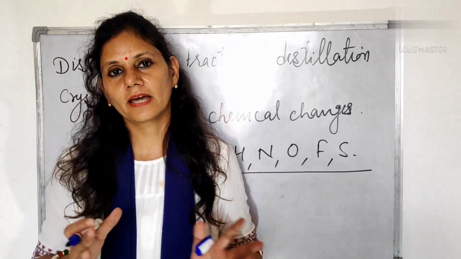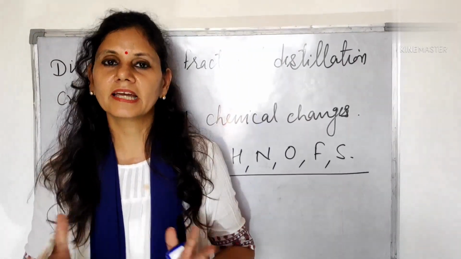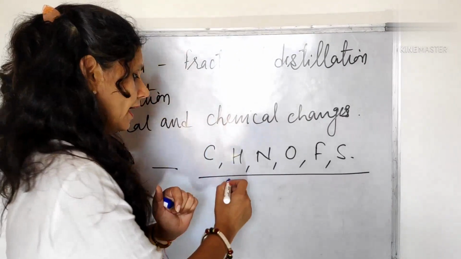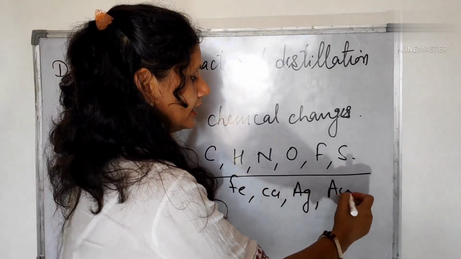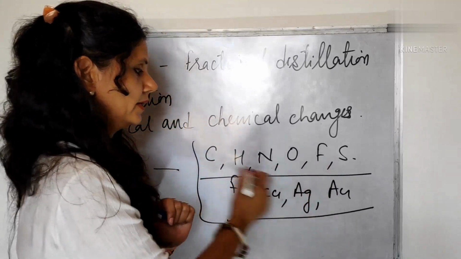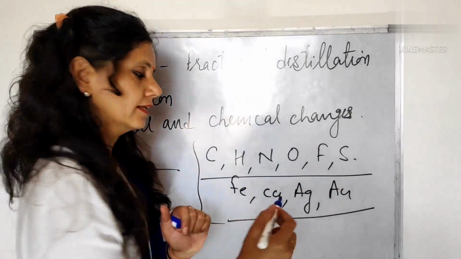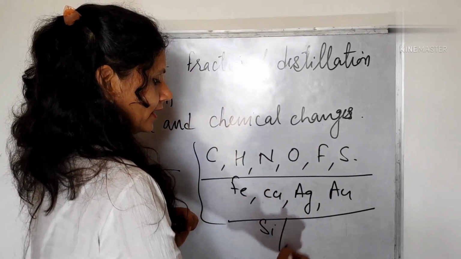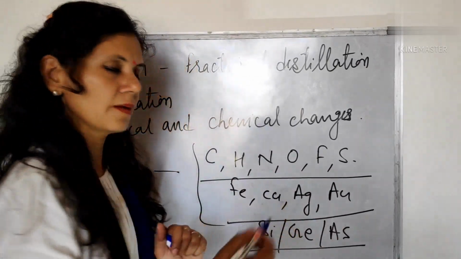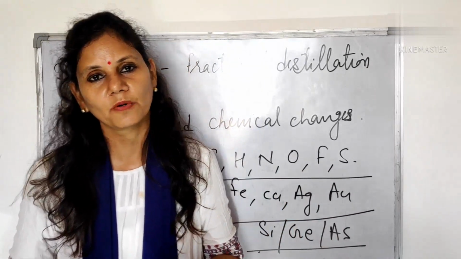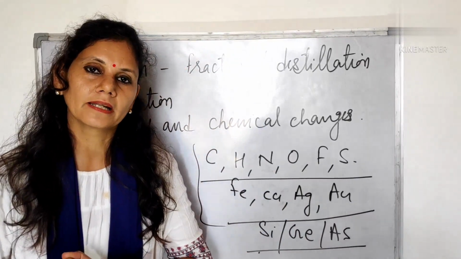Then metalloids. Metalloids have both types of property, metallic and non-metallic. So iron, copper, silver, gold, these are all known as elements. And examples of metalloids are silicon, germanium, arsenic. These have both types of property, metallic and non-metallic.